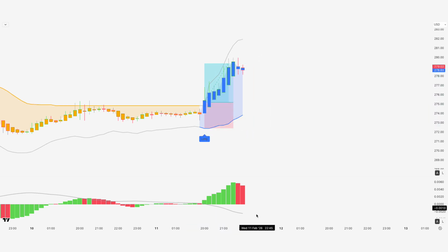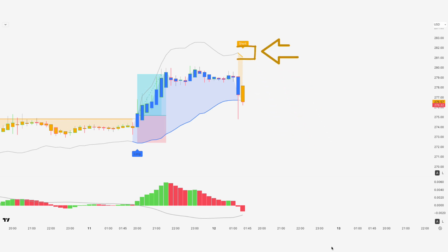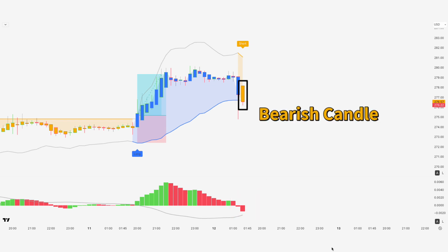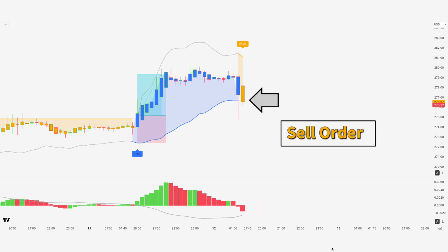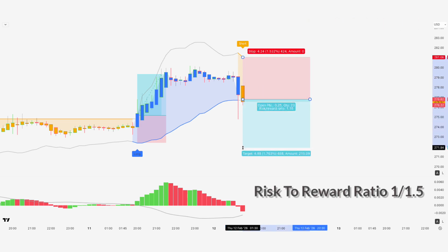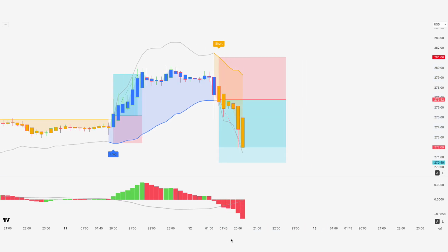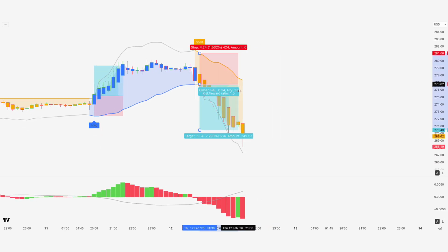Let us now understand the short position. When the trend following volatility box of this indicator gives a short signal, when the Brisk shows red columns, and when the market forms a bearish candle, if this condition is fulfilled, then we will place a sell order. Our stop loss is to be placed at the orange line, and the risk to reward ratio will be 1:1.5. The market has completely hit the target.